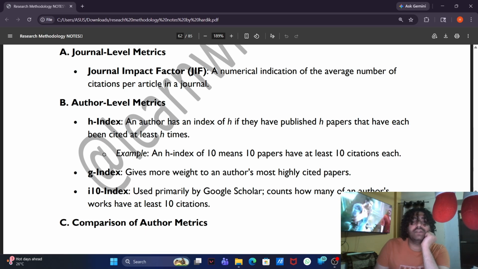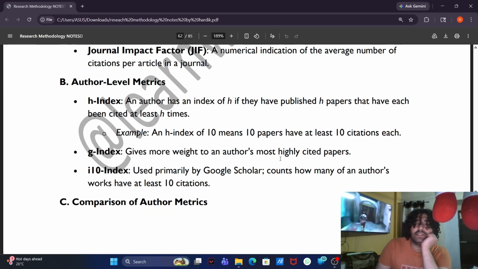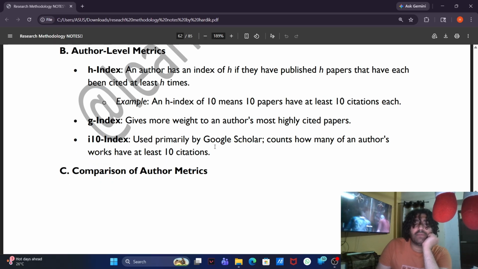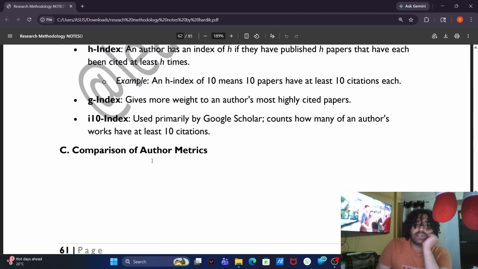H-index: an author has an index of h if they have published h papers that have each been cited at least h times. Example, an h-index of 10 means at least 10 papers have 10 citations each. The g-index gives more weight to the author's most highly cited papers. The i10 index, primarily used by Google Scholar, counts how many of an author's works have at least 10 citations.